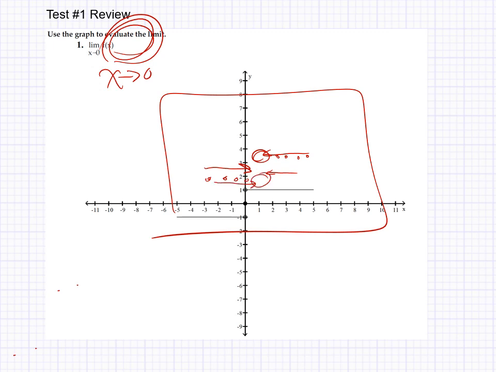Now, the second you get to 0, you get this solid dot here, and the y value is 0. But just because the y value is 0 at x = 0, that doesn't have anything to do with the limit. So the limit's all about what happens as you approach 0. And since I'm approaching +1 from the right-hand side and -1 from the left-hand side, the best we can say is that this limit does not exist. Remember, for your limit to exist, you have to approach the same thing from both directions.